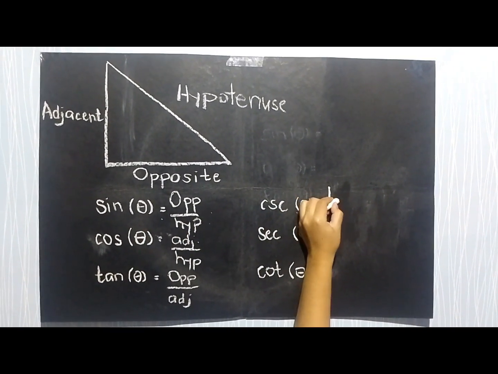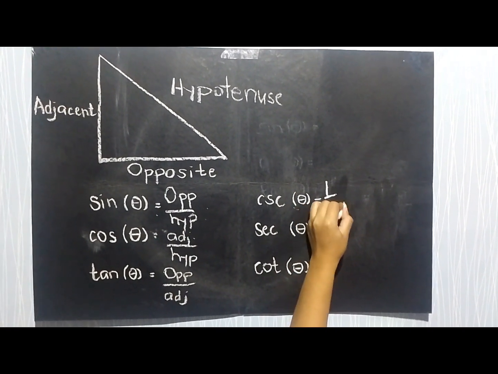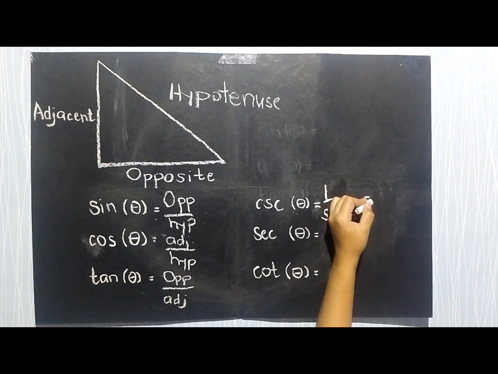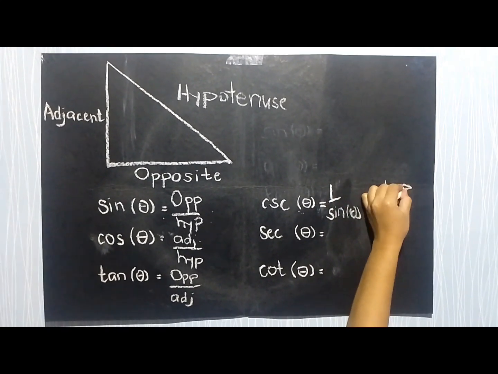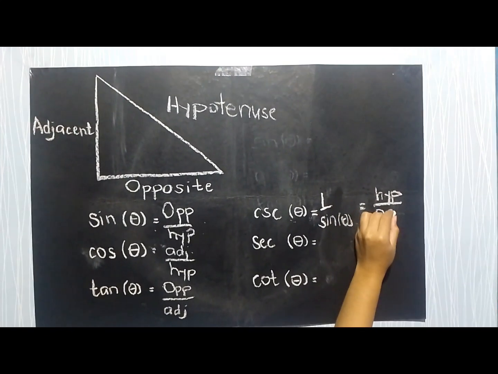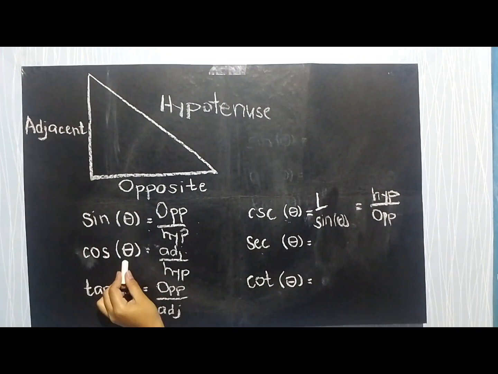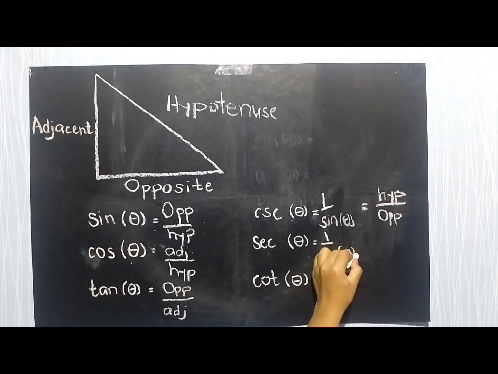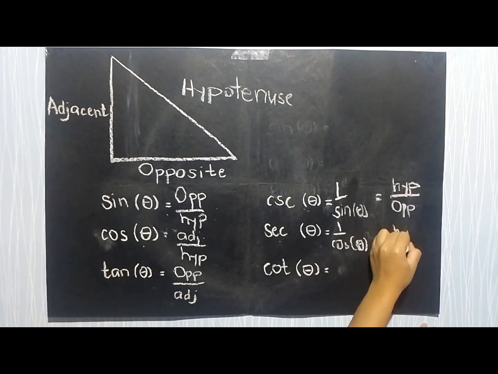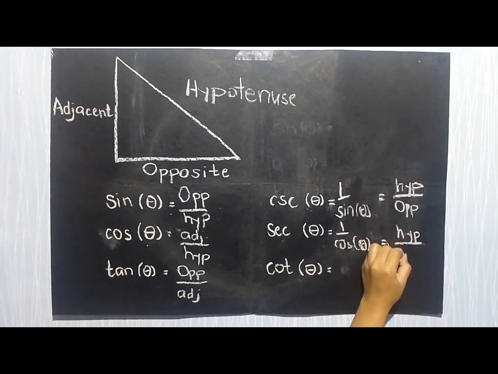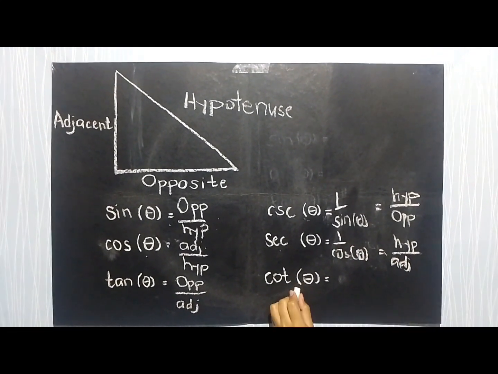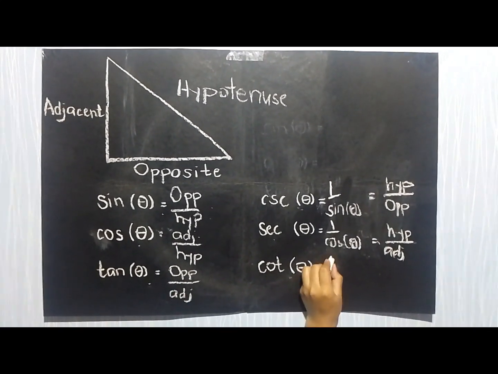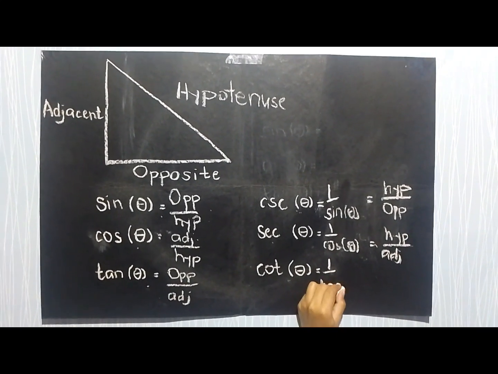Cosecant is the reciprocal of sine: 1 over sine theta is equal to hypotenuse over opposite. Secant is the reciprocal of cosine: 1 over cosine theta is equal to hypotenuse over adjacent. Cotangent is the reciprocal of tangent: 1 over tangent is equal to adjacent over opposite.